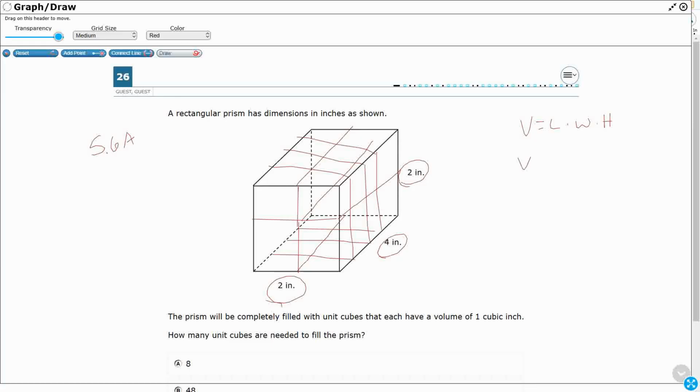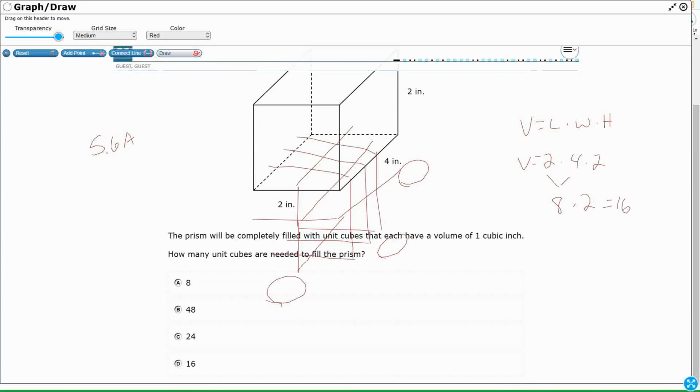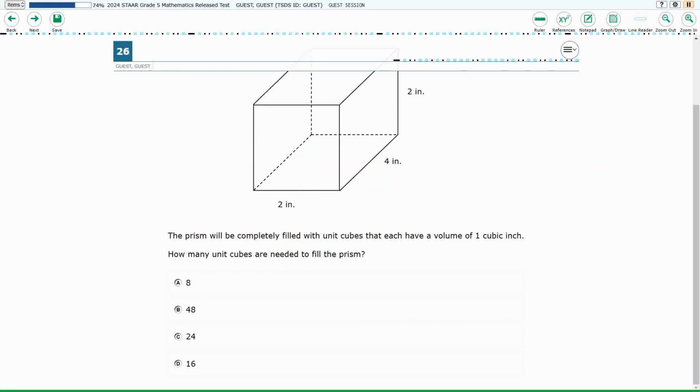2 is our height, so really we're just going to substitute in the 2, the 4, and the 2, and 2 times 4 is 8, times 2 equals 16 unit cubes. And so, yeah, that's going to be our answer.